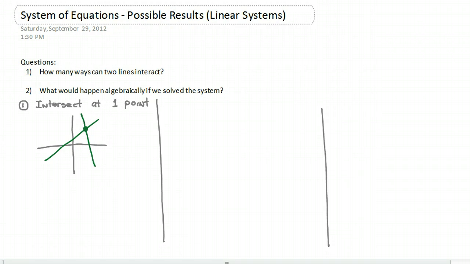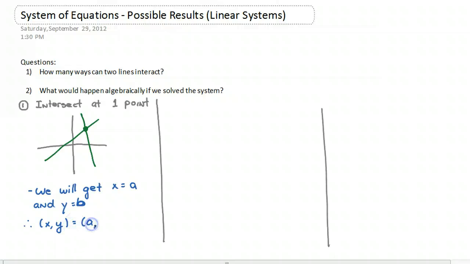So what that means in terms of algebra is that we will get x equals some value, let's say a, and y equals some value, let's say b. So therefore, we'll have (x, y) is equal to (a, b). And we can say where a and b are an element of the real numbers. And that means a and b can be any real number.